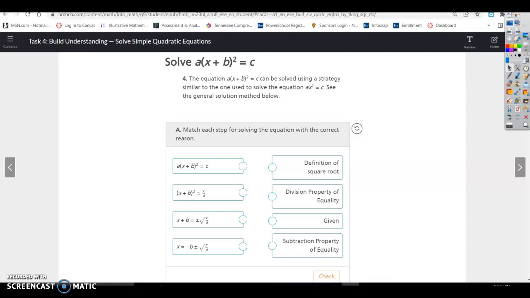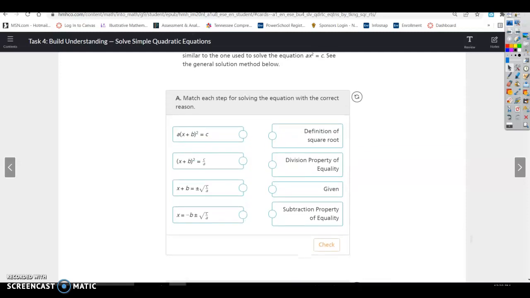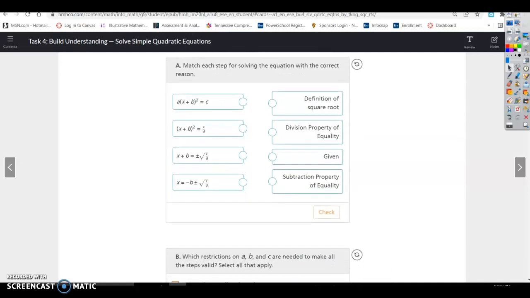Alright, so we're still solving quadratic equations, and we're going to look and see how this equation would be solved. Since this is already partly factored, we still need to get rid of the a on both sides, because we're trying to get x by itself. So this first step is just a given. This is what we're given. And the next thing we need to do is divide both sides by a.